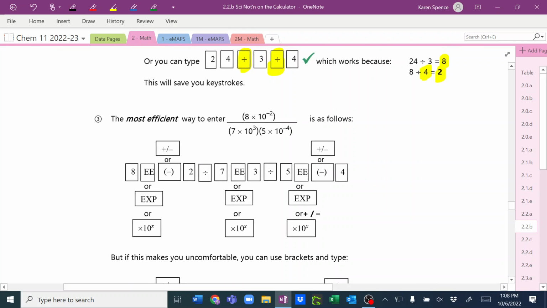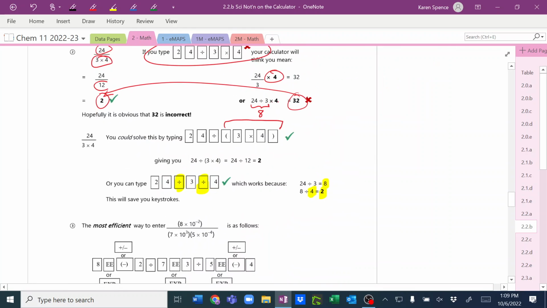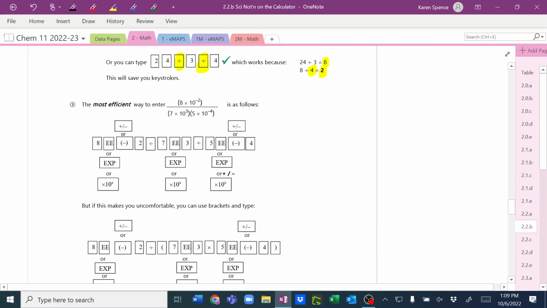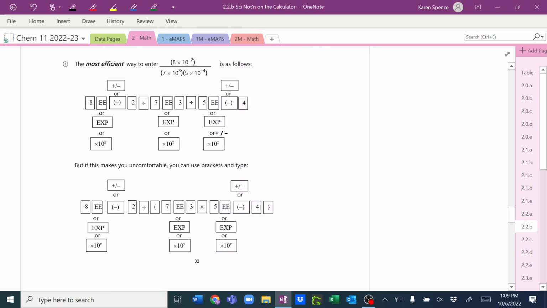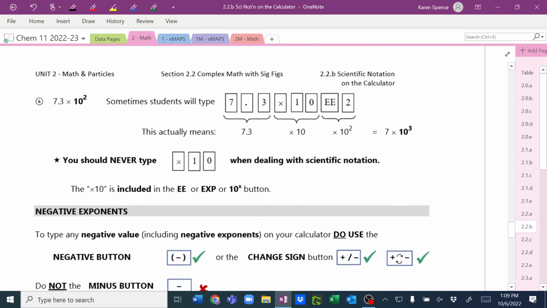This one looks horrible. I'm not quite sure why I put that in, but yeah, let's just skip that one. That's too complicated. You can read it if you want to.